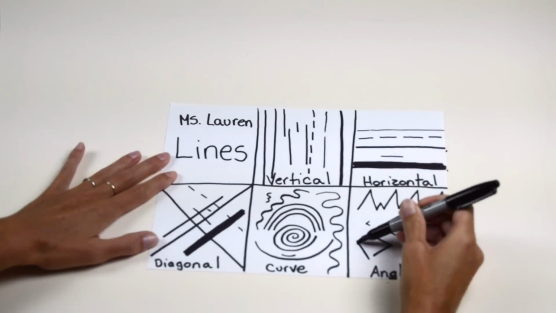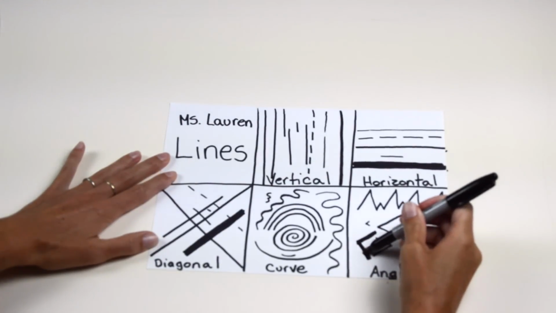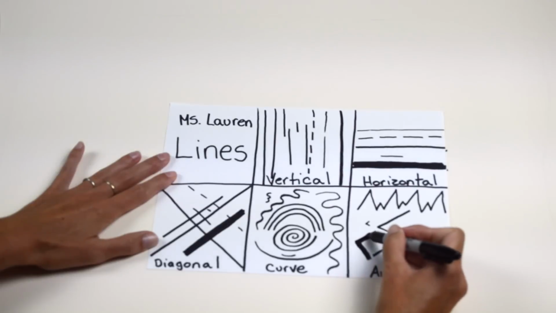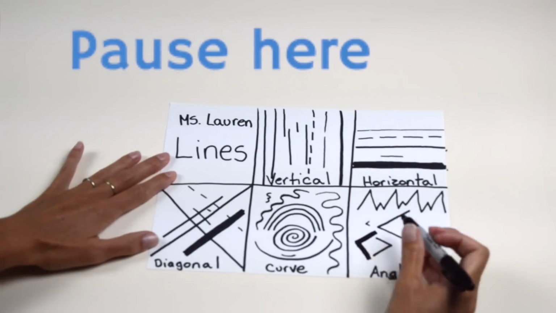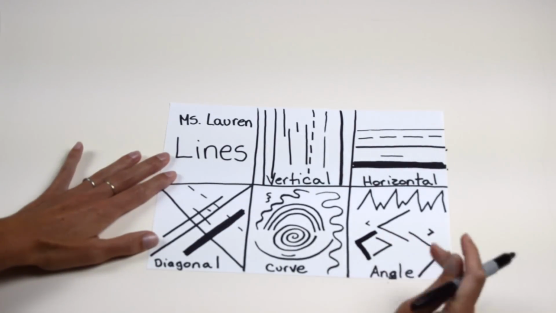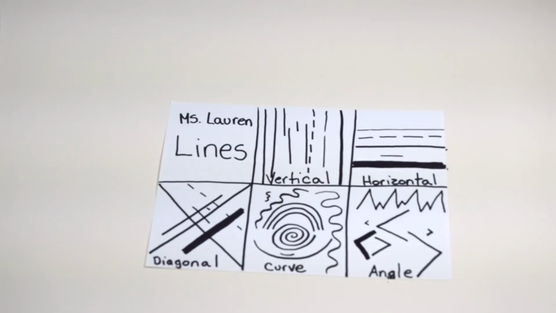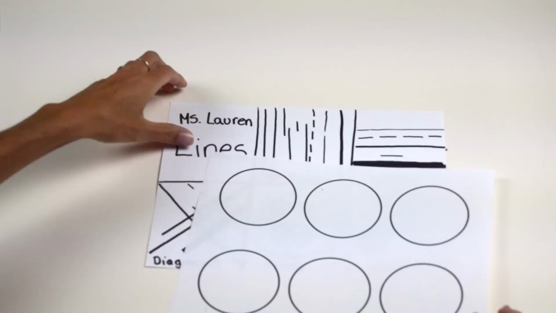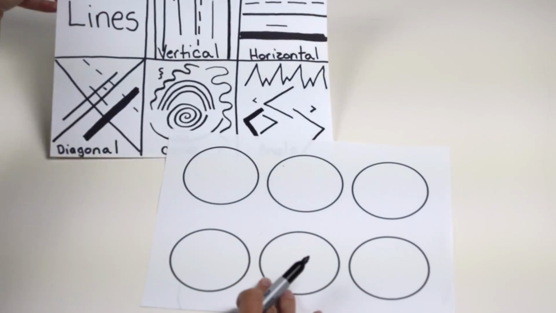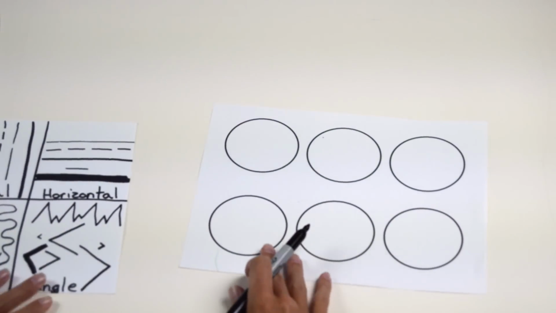I'm gonna make this one really bold for you. You can go ahead and practice your angles in the last box. And while you're practicing your angles, you're going to keep this sheet in front of you, and then your teacher is going to pass out a piece of paper with circles on it for you. So I'm going to put my paper to the side so I can keep track of it.